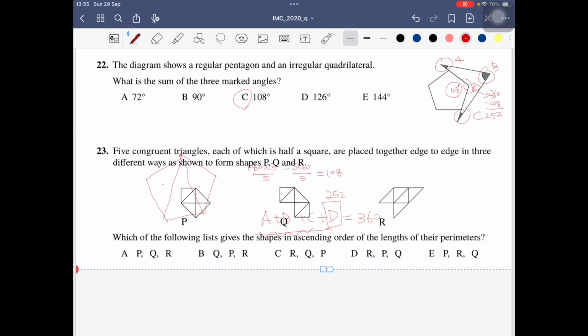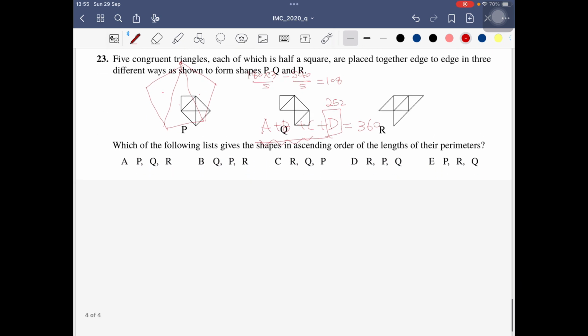Okay, let's go for the next one. 5 congruent triangles in 3 different ways. Perimeter. Let's say this side is x, then this is square root of 2x, because this is again a right angled isosceles triangle. So for P, there are 2 short ones, 2x, and 3 larger ones, 3 square root of 2x.